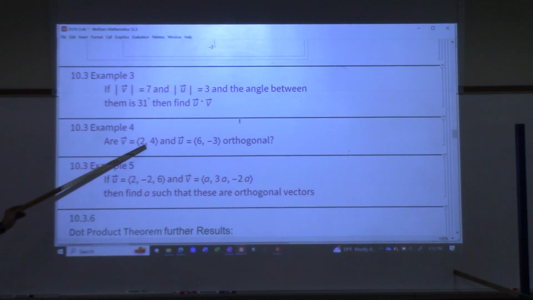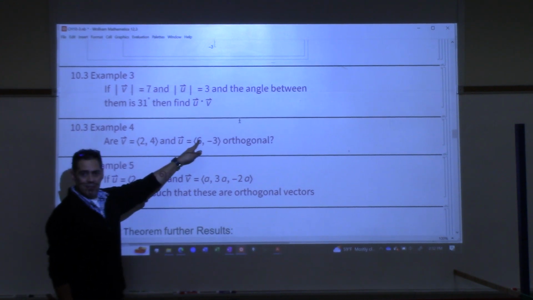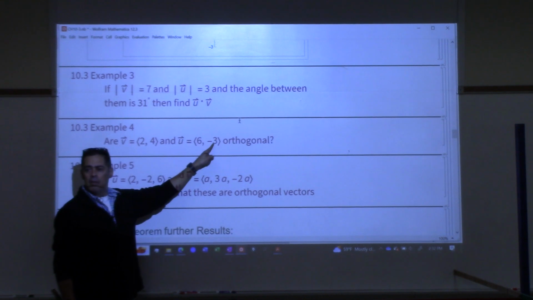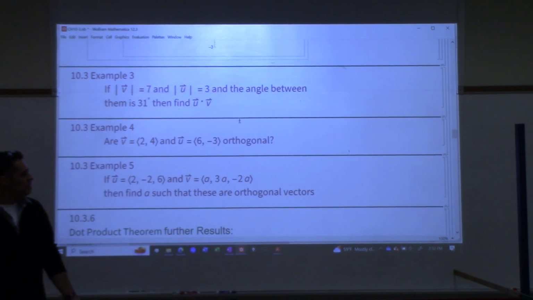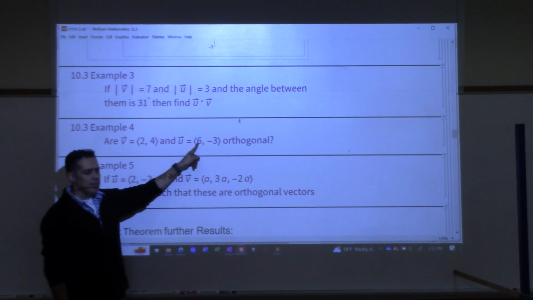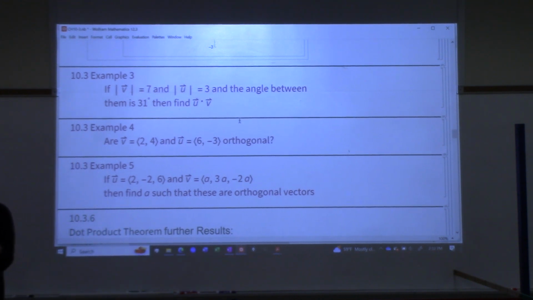Are these two vectors orthogonal? Yes or no? How do you know? I multiplied the first two together, which gives you 6. These two together, negative 12. Add those up. What do you get? 0. These are orthogonal vectors. See how quick and easy that is? You do the dot product. 6 times 2 is 12, plus 4 times negative 3 is negative 12. That adds up to be the number 0. So if you graph those two, they will be orthogonal to one another.